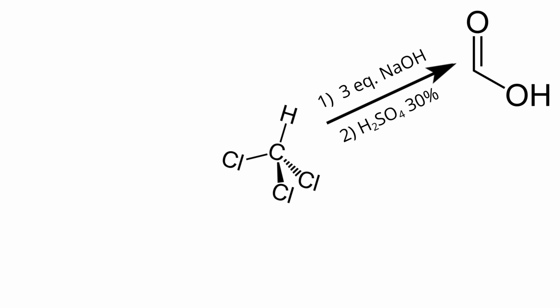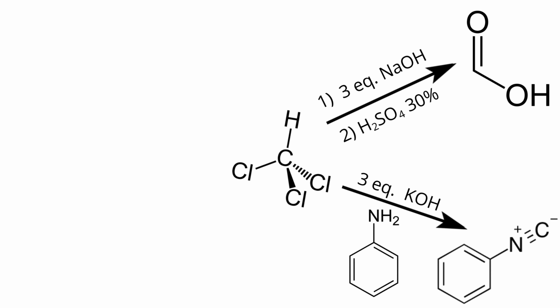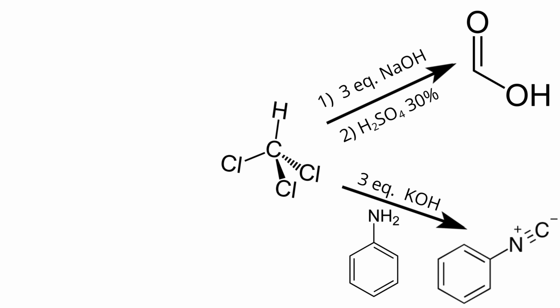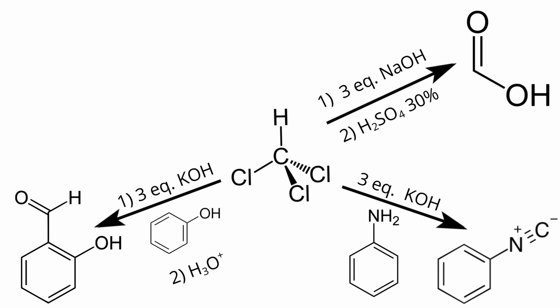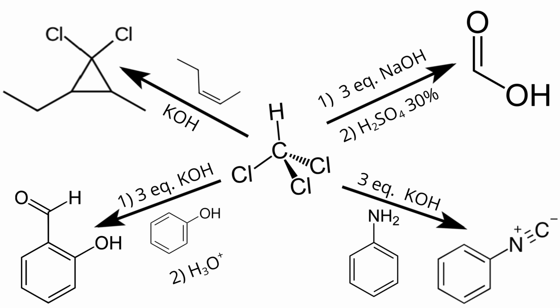It is employed in the synthesis of formic acid, isocyanides, very stinky stuff, salicylaldehyde used in the Reimer-Tiemann reaction, and in the dichlorocyclopropanation of alkenes.